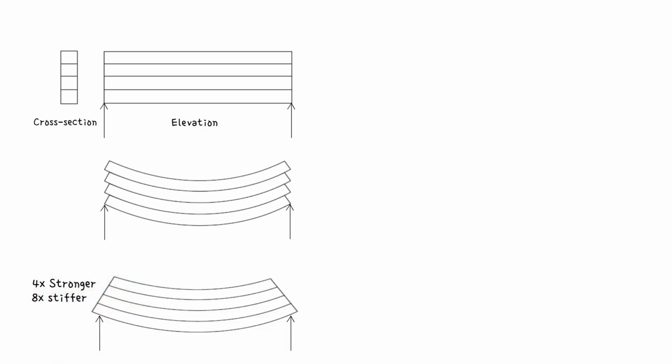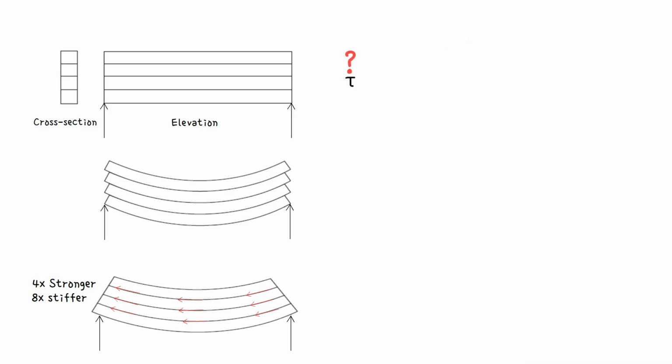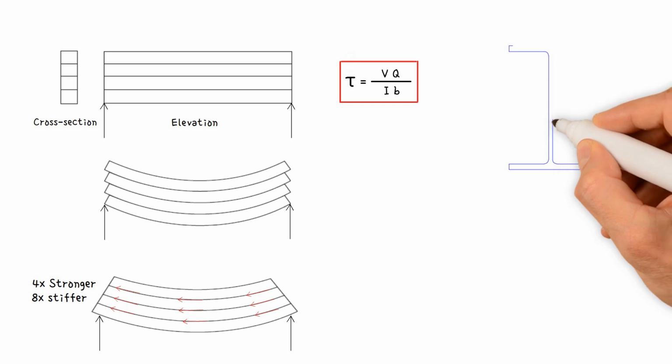The glue is necessary to transmit horizontal shear stresses from one laminate to the next. However, if the shear stresses are greater than the glue's strength, the glue will fail. So how can we evaluate these shear stresses, and hence establish required strength for the glue? This equation can be used to calculate the shear stresses acting on the cross-section.